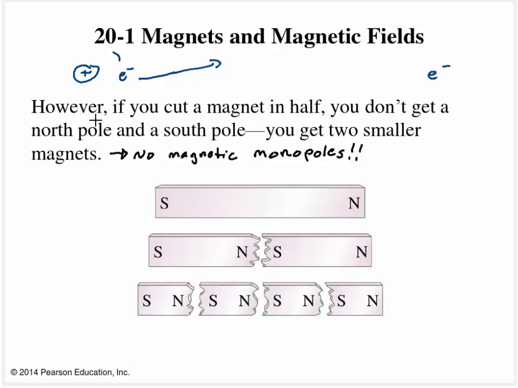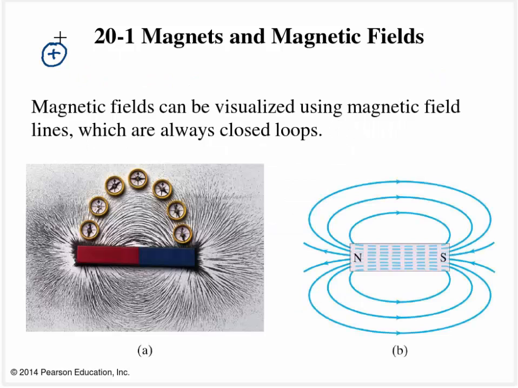However, if you consider a magnet and you cut it in half, just like this, you're going to actually end up with two smaller magnets, each with a north pole and a south pole. Even if you were to split it in half again, you would end up with four magnets, each with north and south poles. So we will never be able to separate out the north pole from the south pole, so there will not be magnetic monopoles.